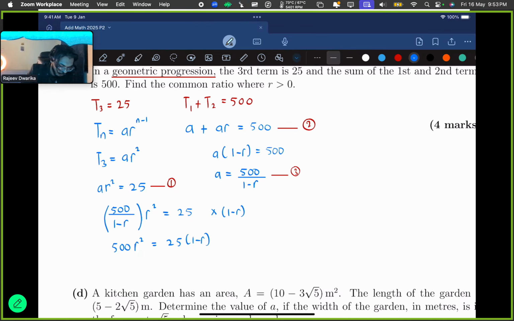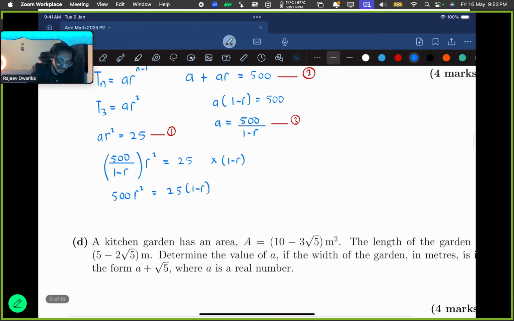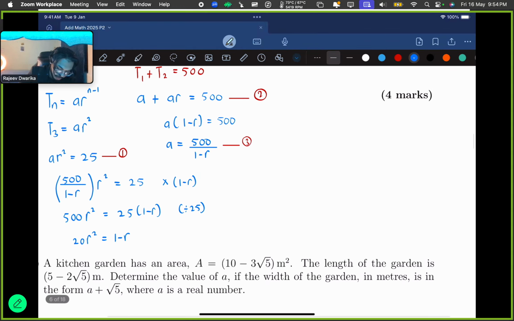Do we have any greatest common factors here? Like, how many things could I possibly divide through to simplify the expression? 5, or something bigger than 5. 25, yeah. And if I do that, I end up with 20 r squared is equal to 1 minus r.